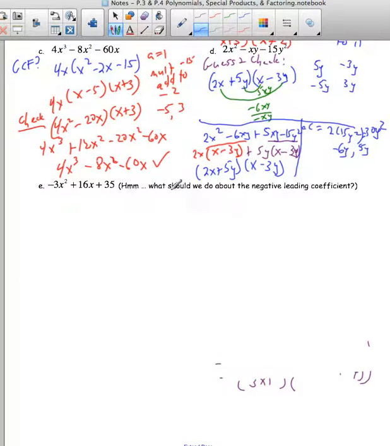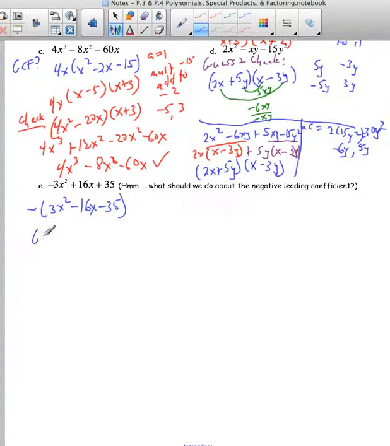The last example, I have negative 3x squared plus 16x plus 35. Here, I can look for greatest common factor. I don't have one, but I don't like that negative leading coefficient. So I would recommend factoring out the negative 1, which will make your factoring process a little easier. This we can factor either by guess and check or by AC.